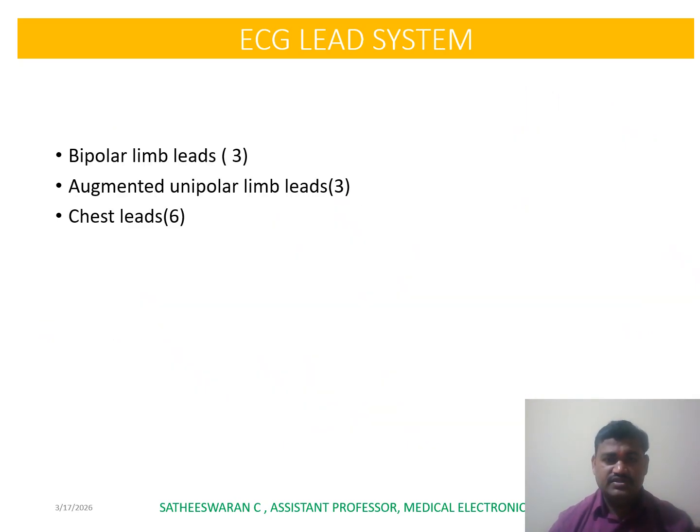Then the ECG lead system is a total 12 lead system. The bipolar limb lead system is divided into 3. Then the unipolar limb lead system, it is 3. Then another one, the unipolar chest lead system, 6.